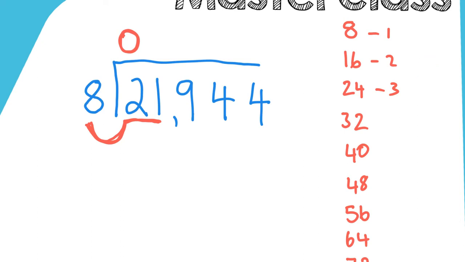I'm going to say, well, there is 16. So I'm going to say there is 2. And of course, there's a remainder. So I'll count upwards 16, 17, 18, 19, 20, 21. So I know there is a remainder of 5. My 5 goes next to that 9.